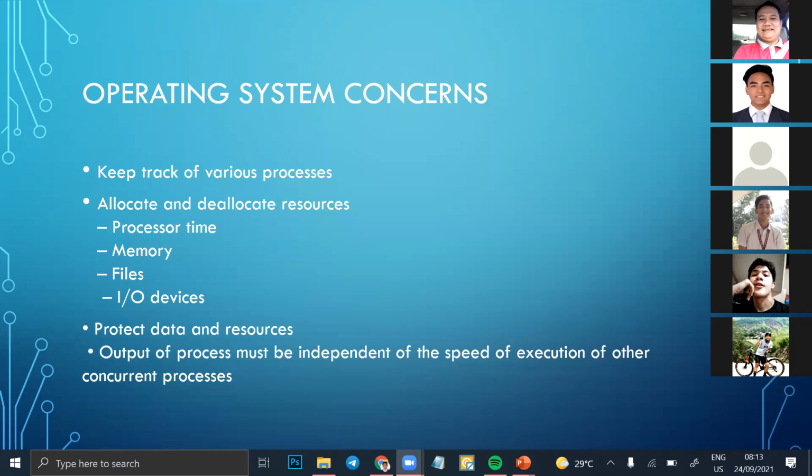So what would be the concerns of the operating system, regardless of concurrency? The first one is keeping track of various processes.